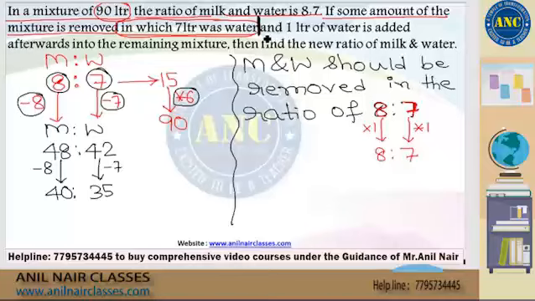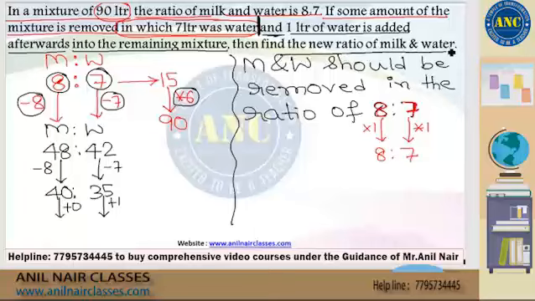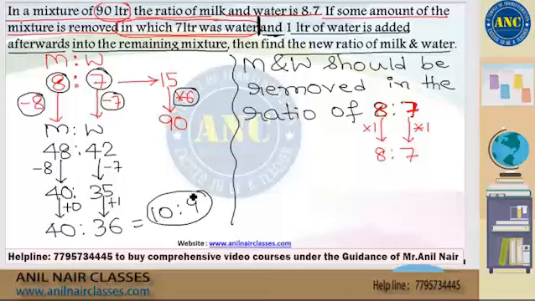Read the next statement. And 1 liter of water is added afterwards into the remaining mixture. I am adding 1 liter of water. I am not adding any milk. So the final ratio of milk and water should be how much? 40:35 plus 1 is 36, which is nothing but 10:9. Very conceptual way of solving the problem.